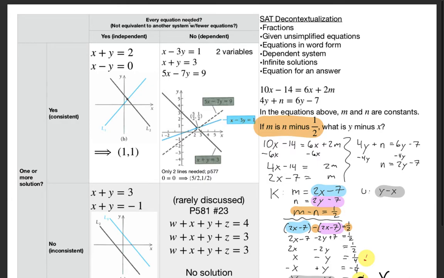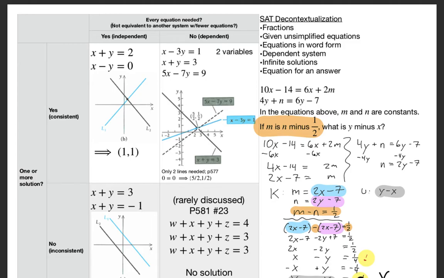Now, is every equation needed? No, you don't really need 3 lines to arrive at this solution. So the answer is no, you don't need all 3 of these equations. It's equivalent, it has the same solutions as a system that has fewer equations. So you could pick any 2 of these, and you would still arrive at the same solution and the same number of solutions. You could just pick these top 2 equations, and that would be the equivalent system that has fewer equations.